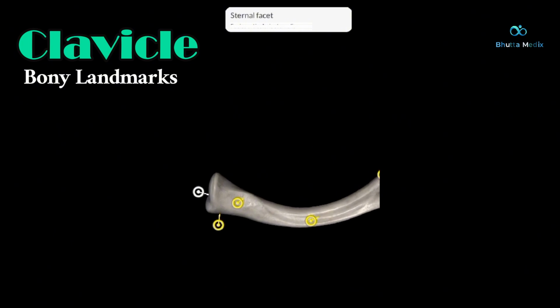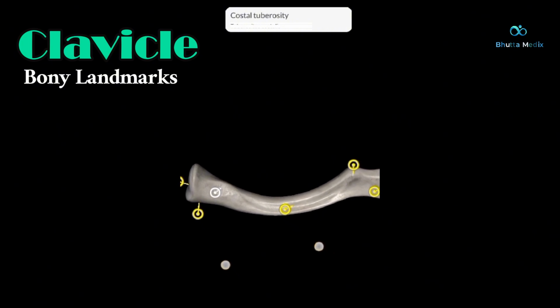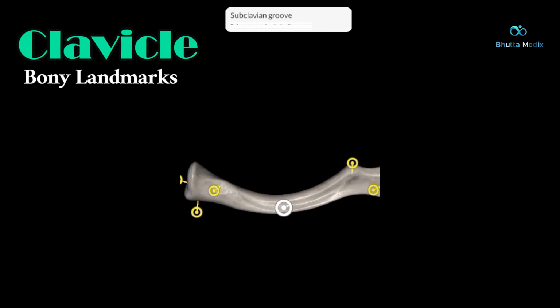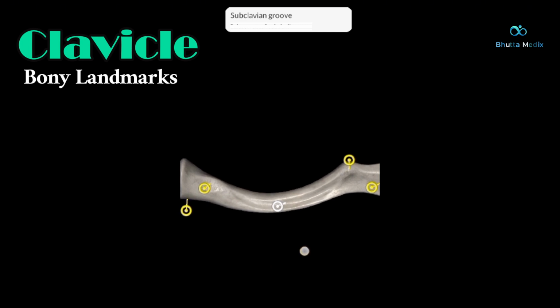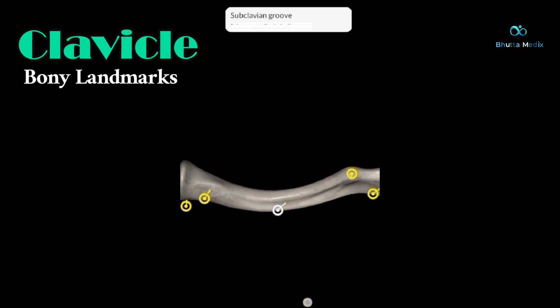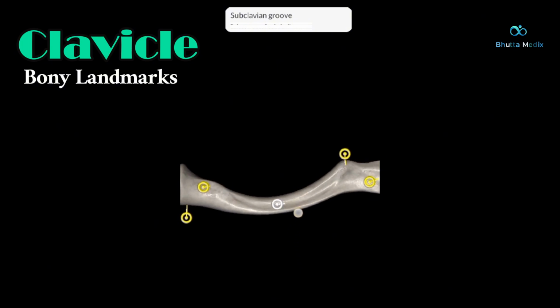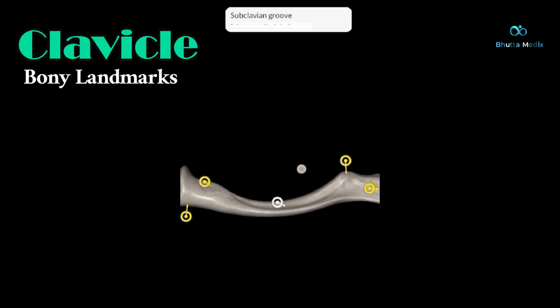On inferior surface, this rough prominence is costal tuberosity, which is where the costoclavicular ligament inserts and support SC joint. This shallow depression found on middle 1/3 of the inferior surface is subclavian groove, point where subclavius muscle attaches.